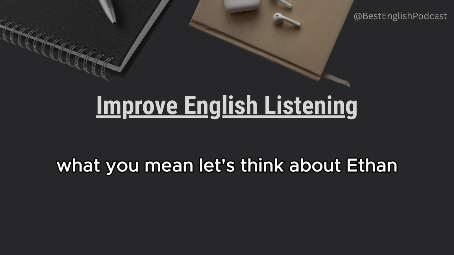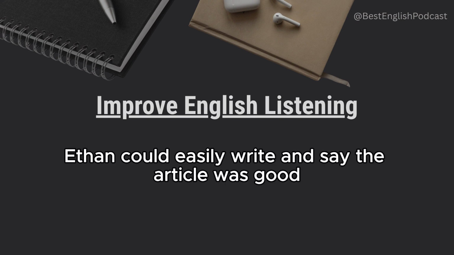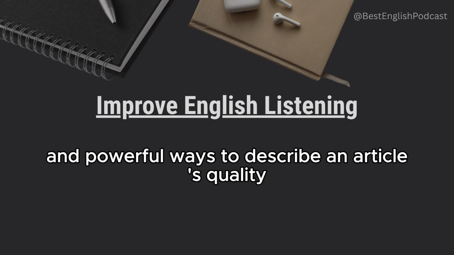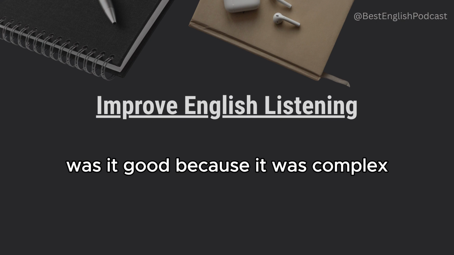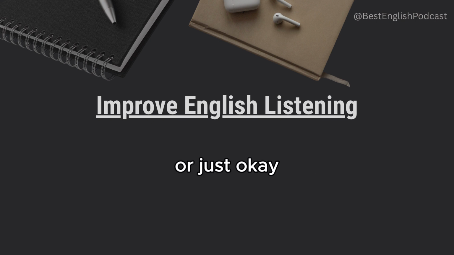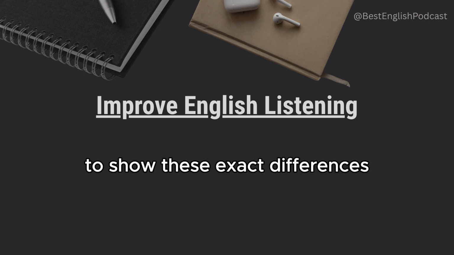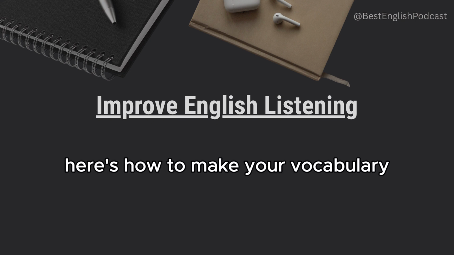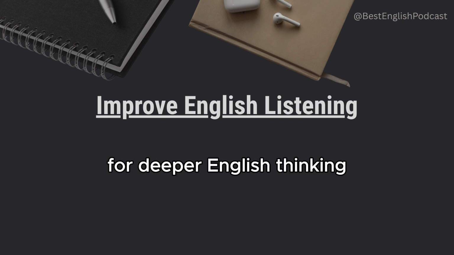Let's think about Ethan, a brilliant writer for a newspaper from Seattle, Washington. Ethan could easily write and say, "The article was good." But as a skilled journalist, he knew there were much more exact and powerful ways to describe an article's quality. Was it good because it was complex, important, full of ideas, or just okay? He really wanted his English thoughts and communication to show these exact differences, to paint a clearer picture. Here's how to make your vocabulary better with exactness and small differences for deeper English thinking.